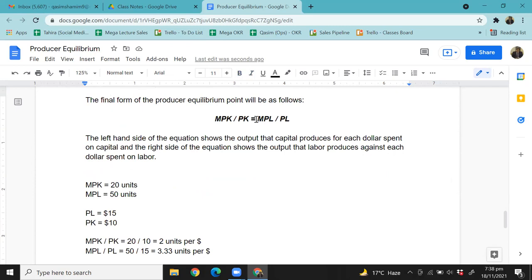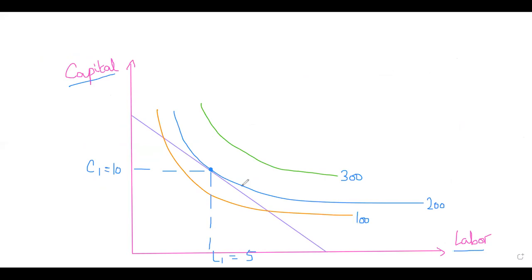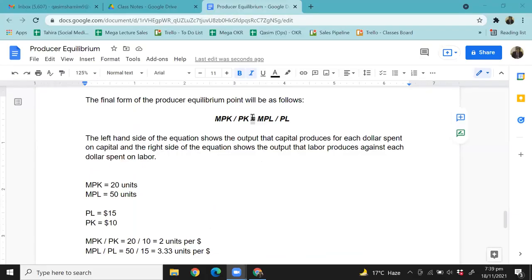Now, why did I say that the two are equal? Because in equilibrium position, only in this equilibrium position, the two values will be the same. See, this is making sense. So at other points, this formula will not hold true, in the sense that the two values will not be equal.